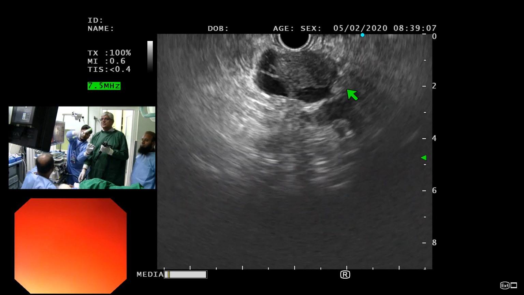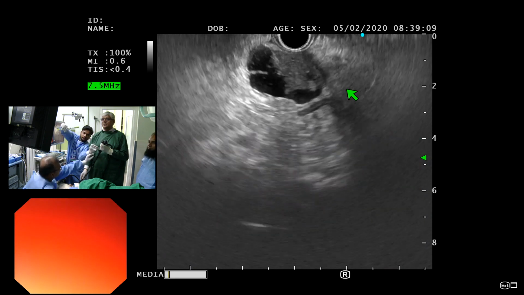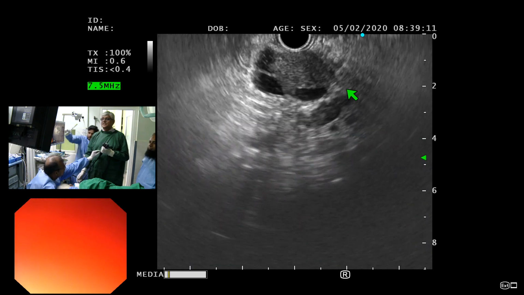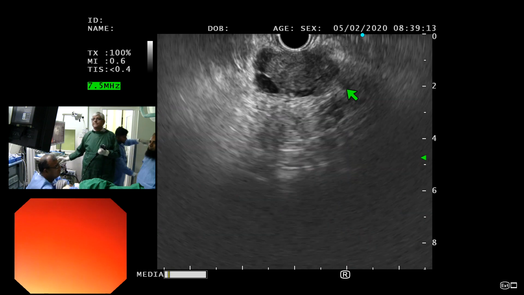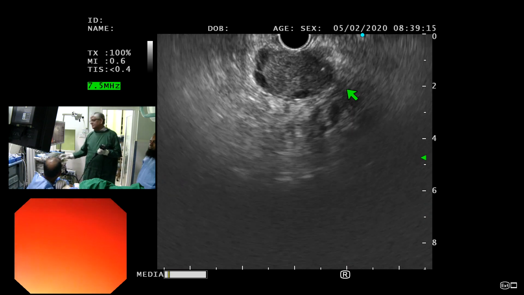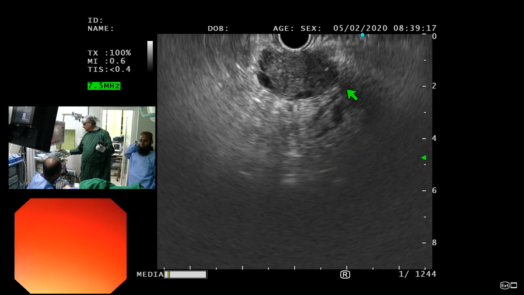That, by the way, was not the splenic vessel because we checked it. These are cystic spaces. If I was to measure, we did before, but this is a better, more circumscribed lesion.